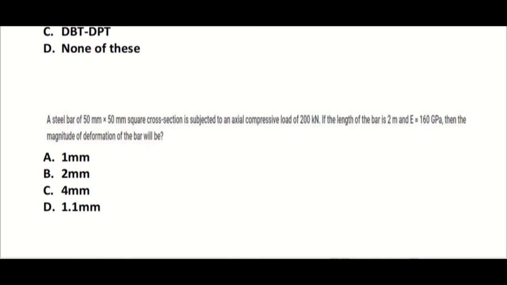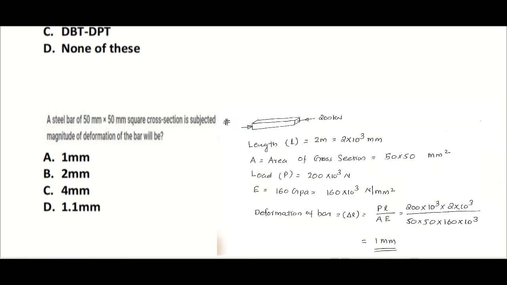Next question. A steel bar of 50 by 50 millimeter square cross section is subjected to an axial compressive load of 200 kilonewton. The length of the bar is 2 meter and Young's modulus E is equal to 160 gigapascal. Then the magnitude of deformation of the bar, that is delta L, we need to calculate. In this question the load is compressive. Length is 2 meter, area of cross section, load and Young's modulus are all given.